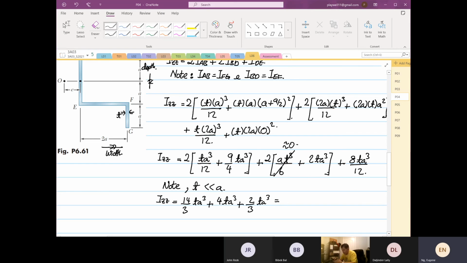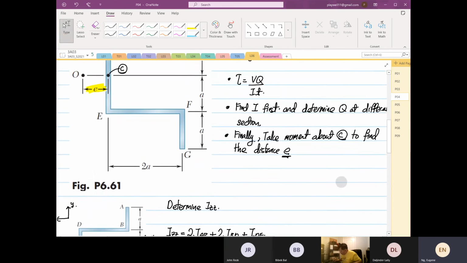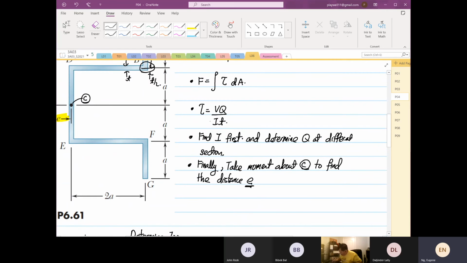So the second moment of area, 4 plus 2 over 3, is equal to 28 over 3 ta cube. Okay, as I said, this term is equal to 0. It's very small and insignificant. So that is why you can drop it. So we found our I already. Okay, so we know our I.